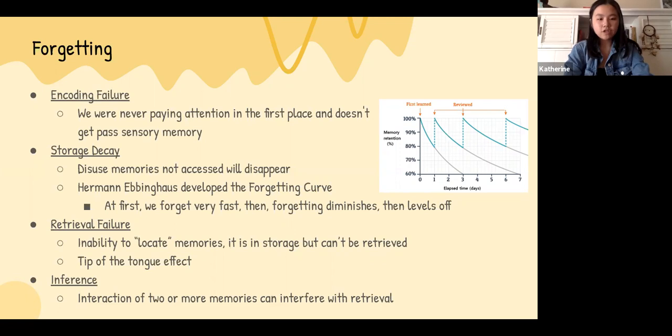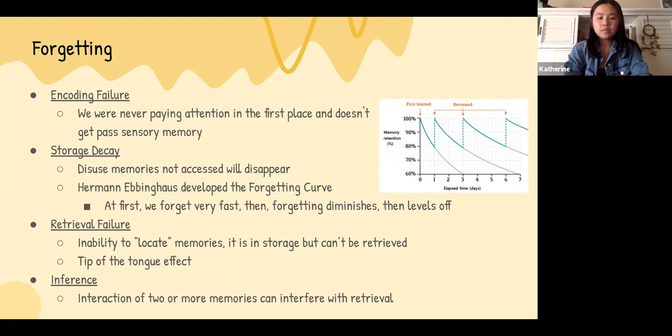And then we have storage decay. Certain memories which aren't always accessed will end up disappearing because they just take up room and are unnecessary. So our brains just kind of dump them out. And then we have the forgetting curve. Hermann Ebbinghaus developed this forgetting curve, which basically says that at first we forget something very, very fast, and then forgetting diminishes and then levels off.